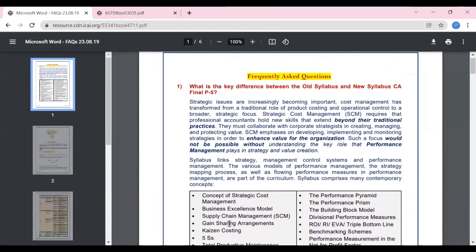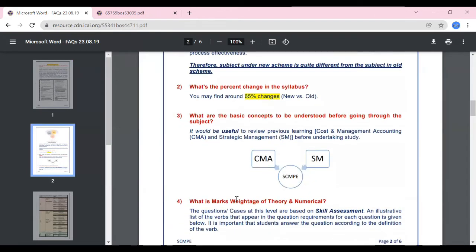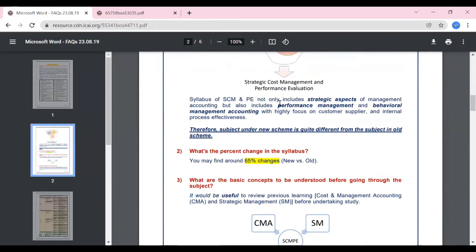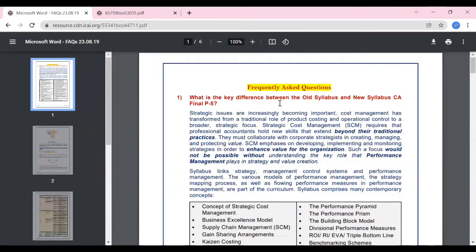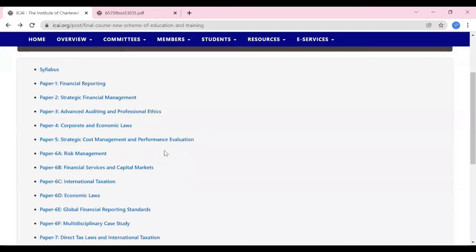Also, a lot of students asked if we should go through the practice manuals for costing. You will find the answer to this question in this PDF itself. It says that 65% changes have been made in the syllabus. Hence, the old practice manuals have little relevance today, so I would not recommend any of you to really go behind them. Instead, try to solve as many new case studies as ICAI has released. So that was about costing.